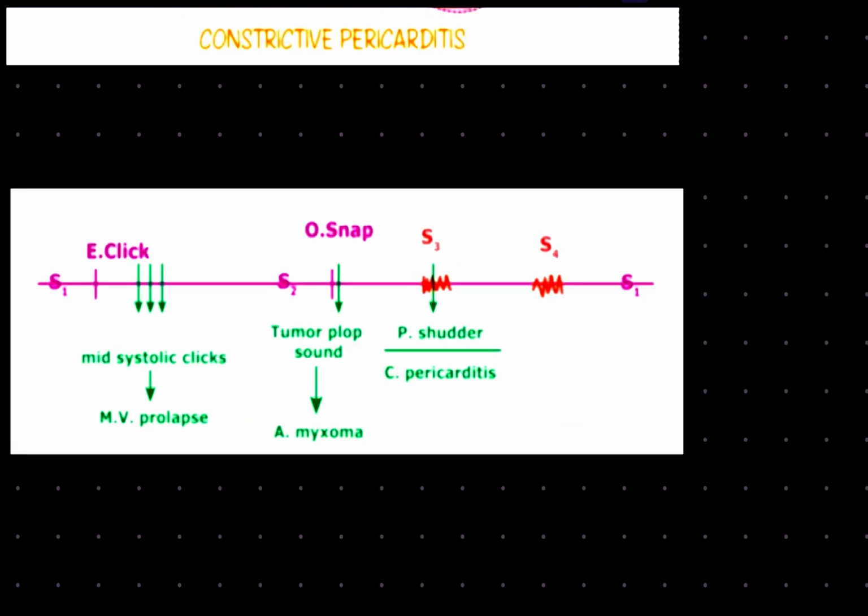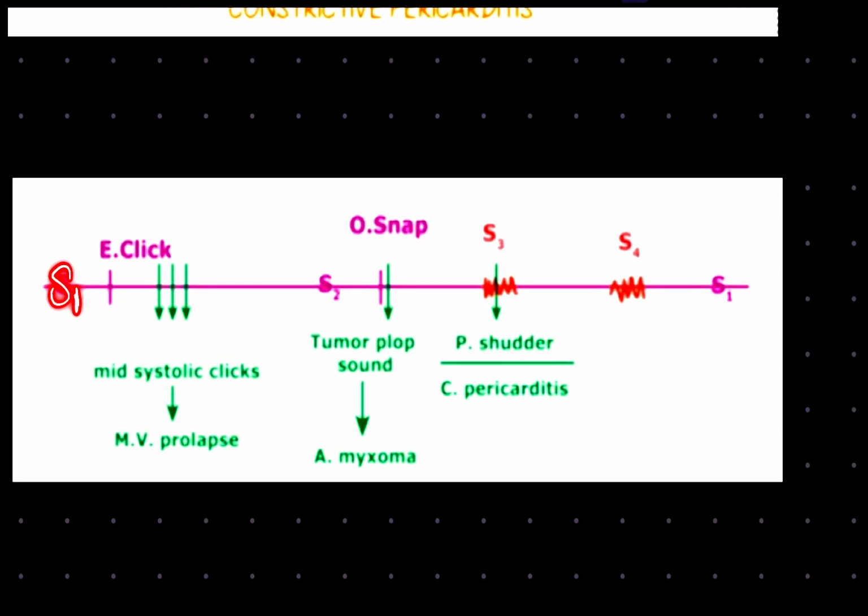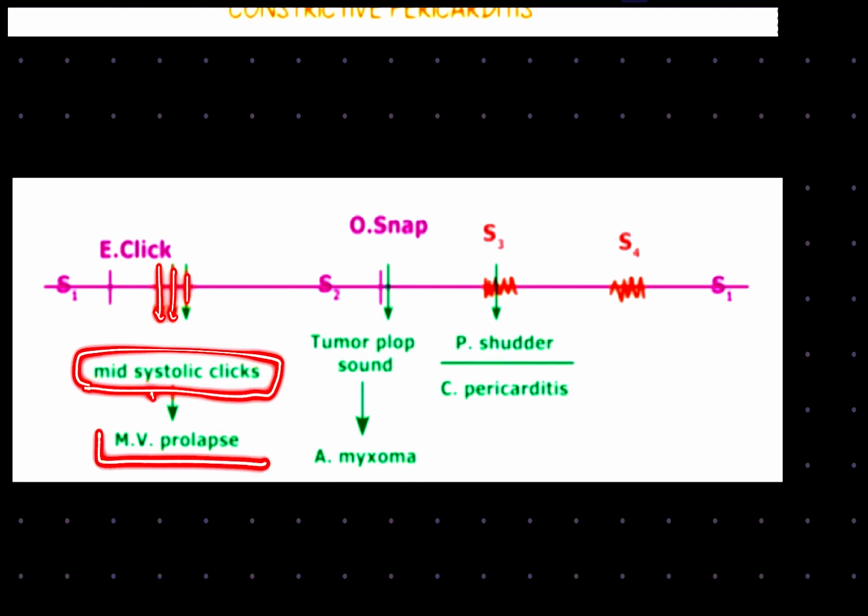Okay, let's again recall it. There is the S1 sound because of closure of the mitral and tricuspid valves, and then there is the ejection click because of opening of the aortic and pulmonary valves. Just after the ejection click, we can find a mid systolic click, which is not a normal finding; it is found in mitral valve prolapse. And after that we will find S2, the sound heard after closure of the aortic and pulmonary valves.